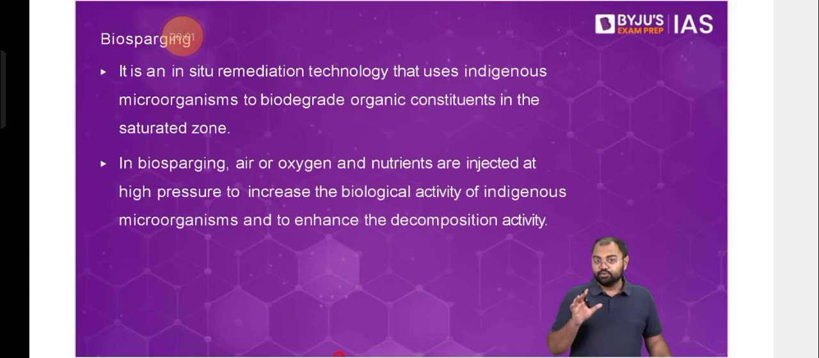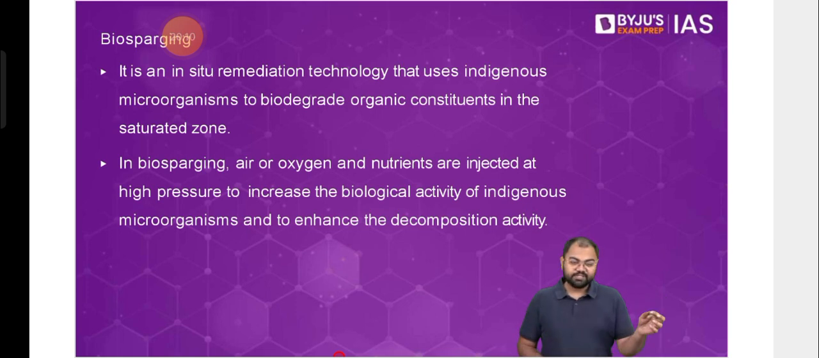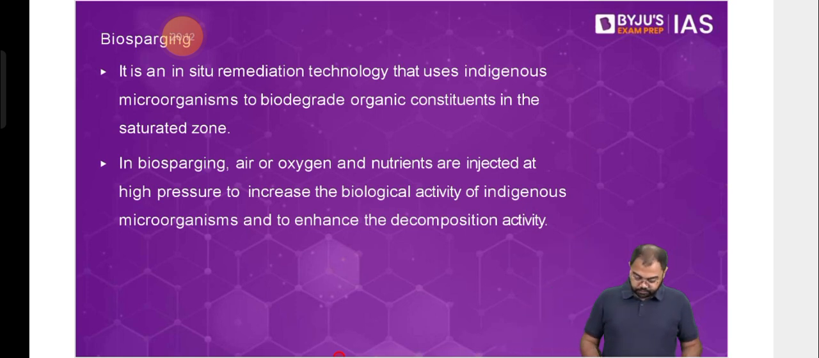Biosparging and bioventing are the two most common methods that we use here. So let's first understand what we mean by biosparging and what we mean by bioventing, because both processes are fairly similar, just with certain small differences between them. Now just understand this: let's say we have layers of soil. Suppose you have a layer of soil, and below it, ultimately, the water table begins after some depth. Correct?